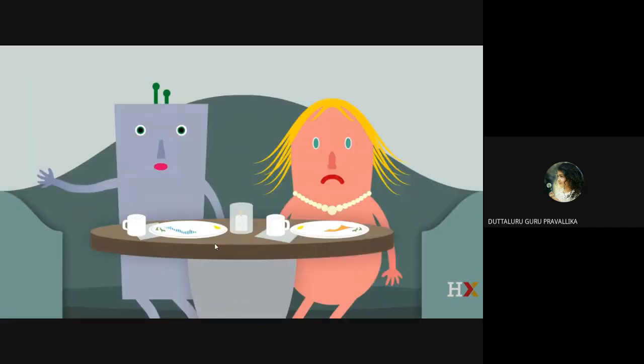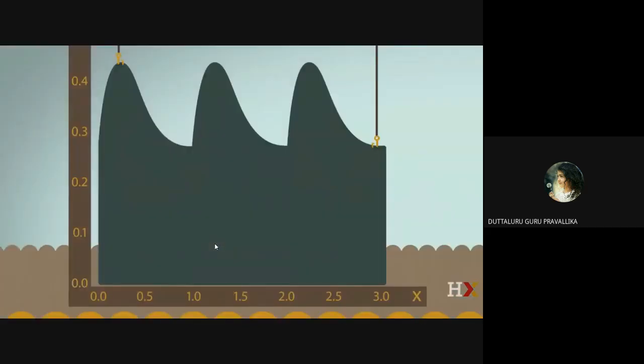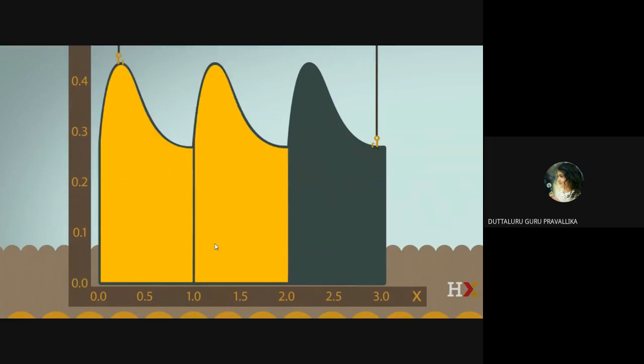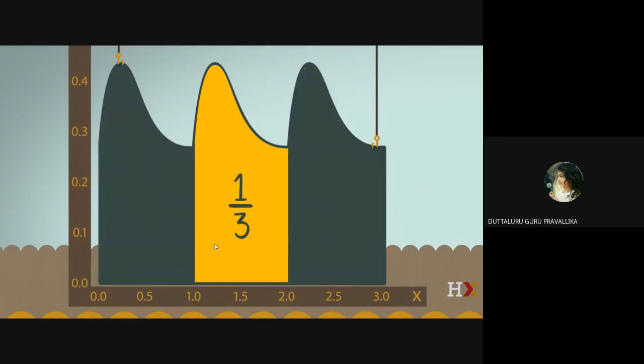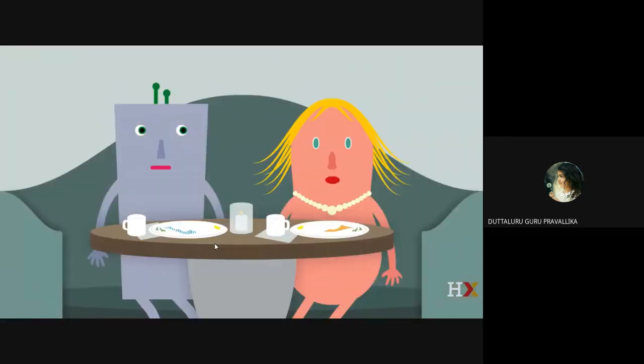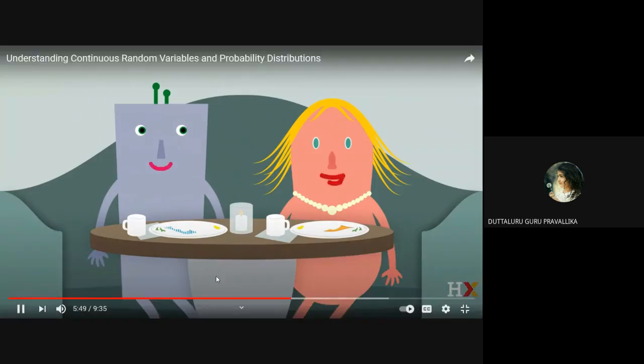But wait, there's a sweet symmetry here. Randy is equally likely to be in the intervals 0 to 1, 1 to 2, and 2 to 3. So, by symmetry, the probability is 1/3 of being between 1 and 2. You're right. That's beautiful. I didn't realize that breaking the problem up into discrete chunks would help so much.